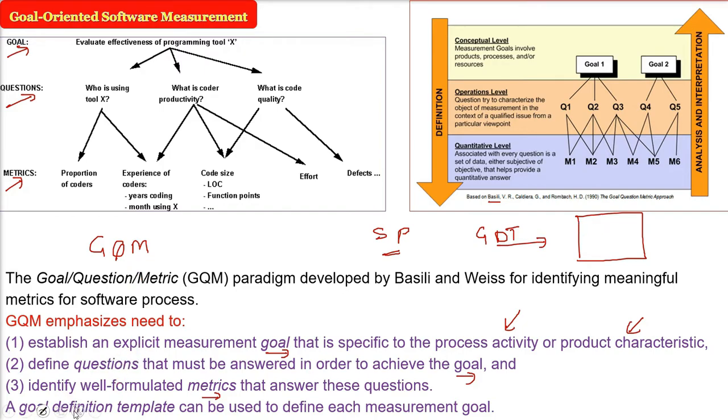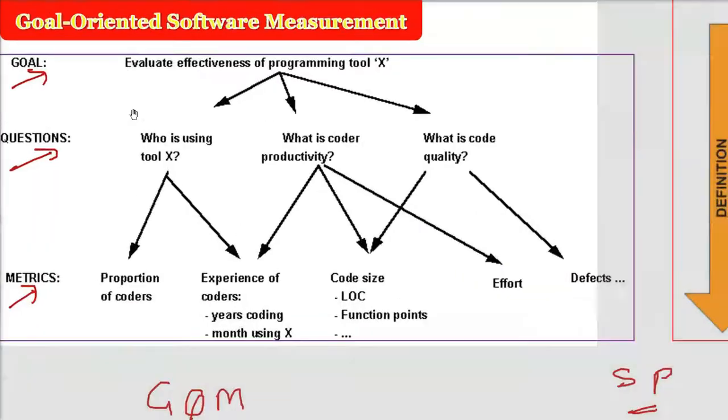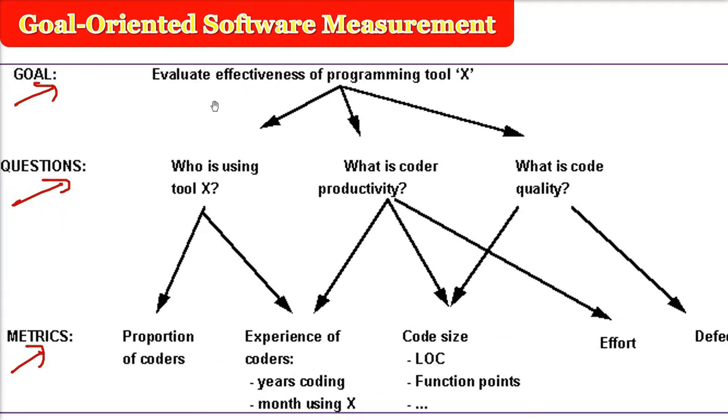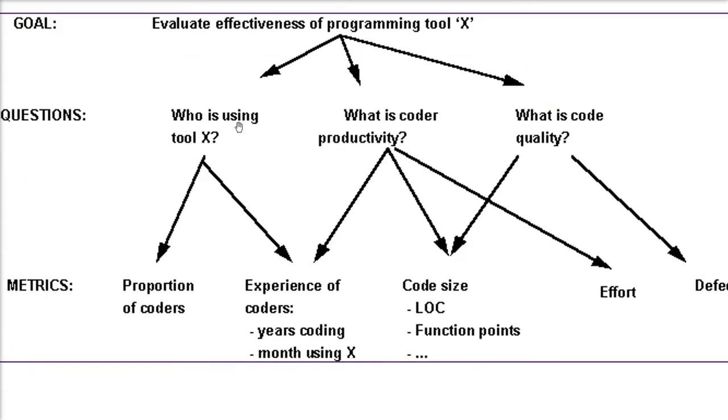But before that, let us understand what goal-oriented software measurement means. For example, the goal is the effectiveness of a new programming tool. We would like to evaluate it. What is the effectiveness? It can be that we were using C and C++, now Python has come. Now we would like to understand how this Python is going to work in this scenario.